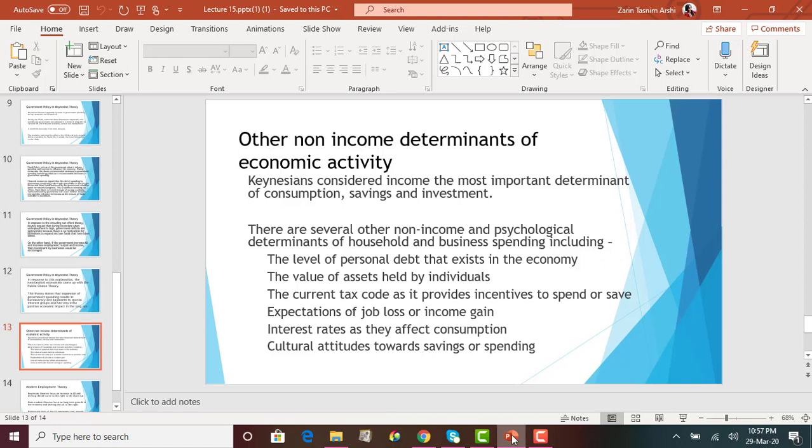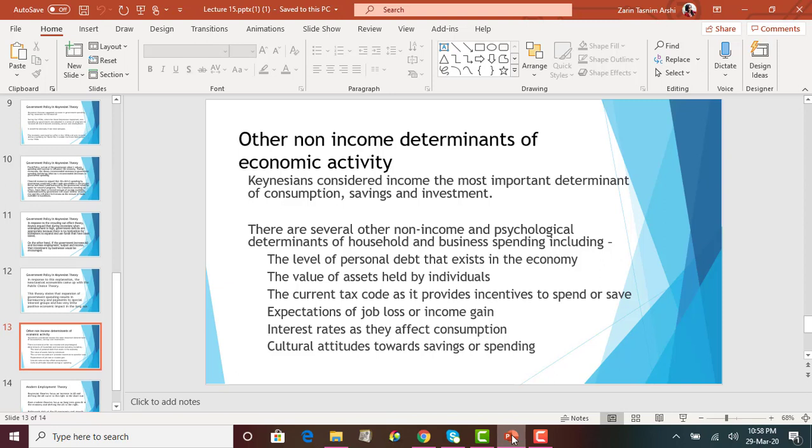Then interest rates also affect consumption, and if interest rate goes up, consumption will go down. If interest rate goes down, consumption will go up. Investments are also affected by interest rates. If interest rates are high, investments will go down. If interest rates are low, investments will go up.